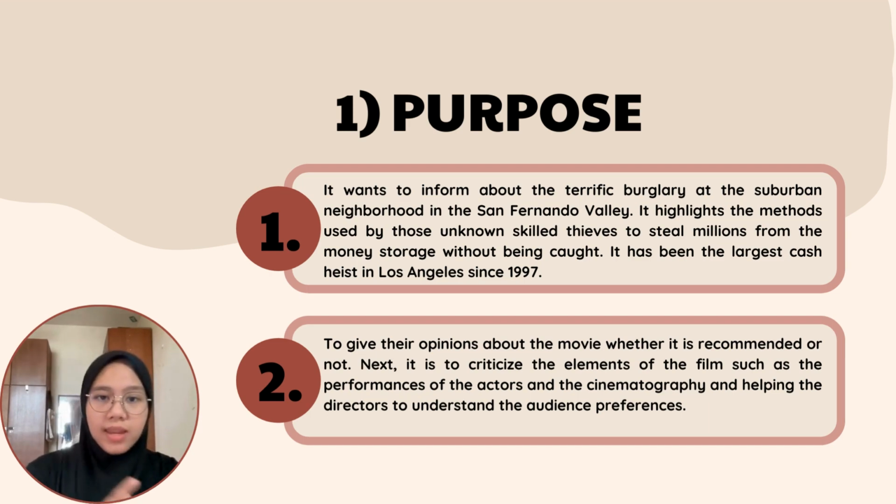Okay, the first one, number one, is the purpose of the newspaper report. Based on the example of the newspaper report, the purpose is that it wants to inform about the burglary in the suburban neighborhood in the San Fernando Valley. It also highlights the method used by those unknown skilled thieves to steal millions from the money storage without being caught.